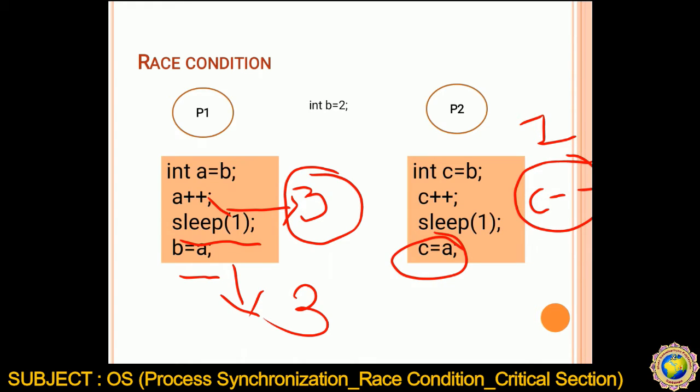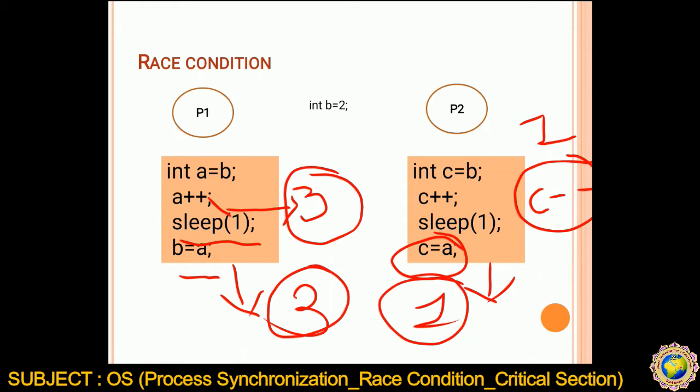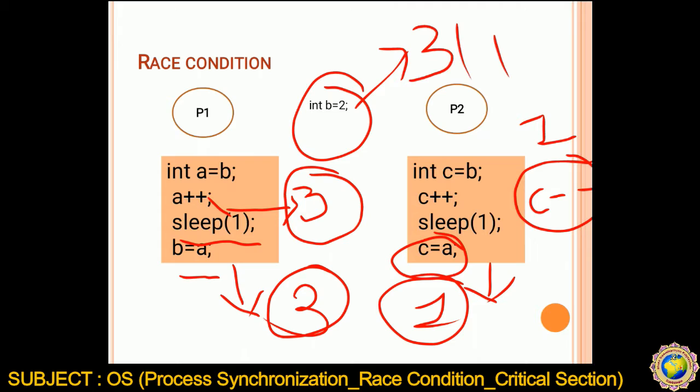That becomes, if I consider C minus minus, then it will become 1. So it may fluctuate here. Here we can see the value of B and C. The value of the shared variable may change. It may be 3 or it may be 1. So how is it possible? So this is called a race condition.